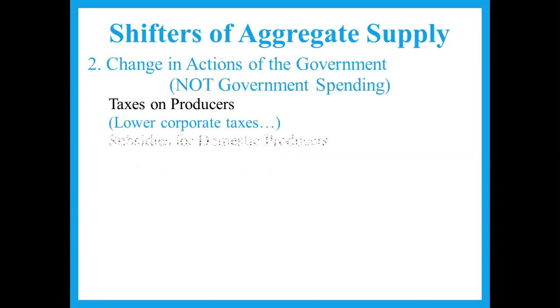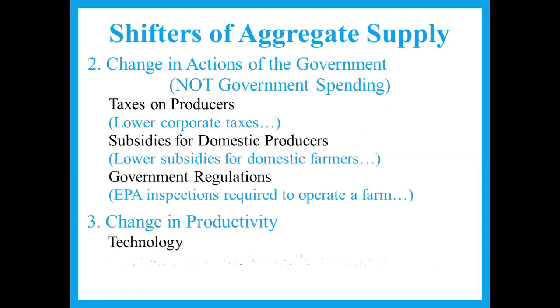Number 2 would be changes in actions of the government. This one is big, and a lot of students get this confused. Changes in actions of the government is not government spending. Government spending is the government actually spending money, the government deciding to buy more planes, buy more buildings or whatever. Changes in the actions of the government would be the government doing something. So as you can see here, they're doing something: taxes, they're subsidizing, or they're coming out with regulations.